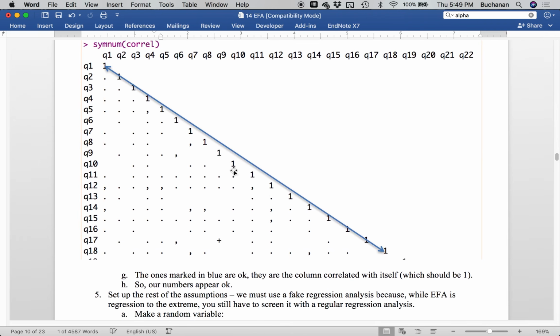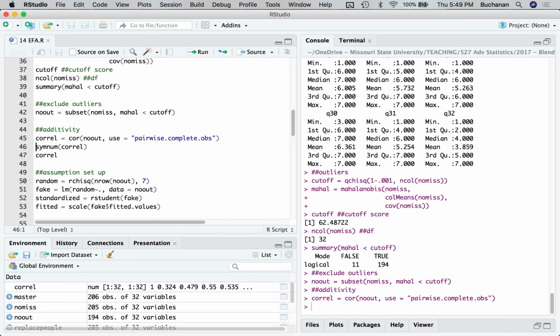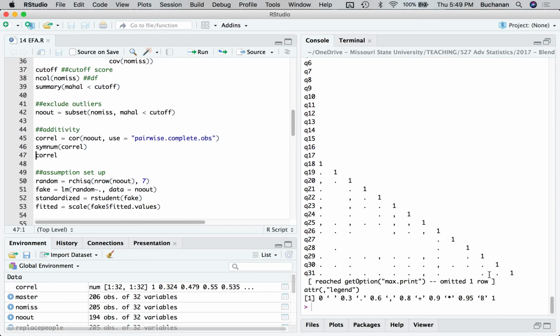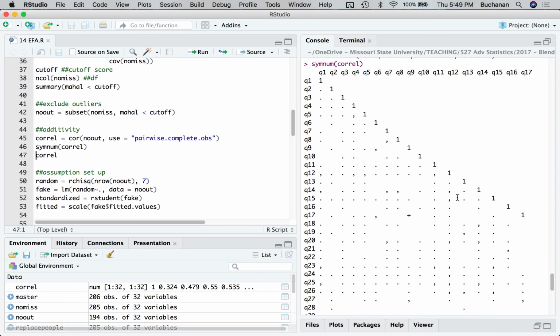Mainly we just want to make sure that anything on the off diagonal, so these ones are supposed to be there, that's it correlated with itself. And we're really looking for things on the not diagonal that are a 1. And this will break up into 2 parts.